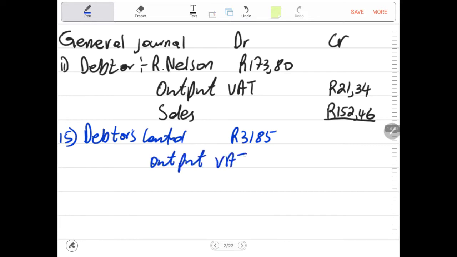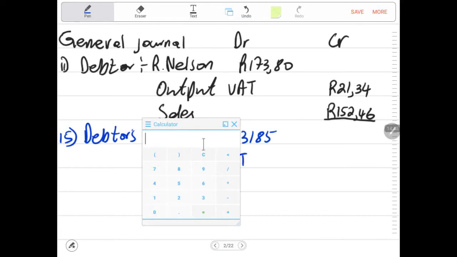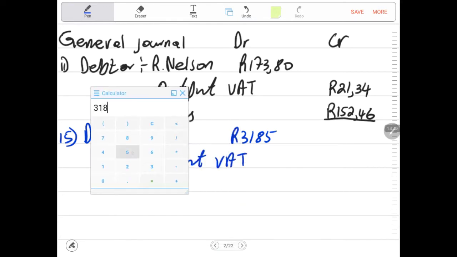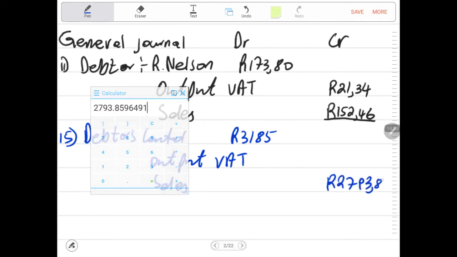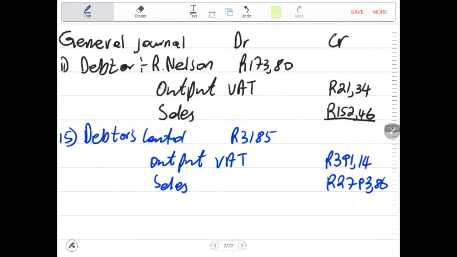We record output VAT. Then we record our sales. Then we do our calculations, and we say 3,185, multiply this by 100, divide this by 114. When we do that, it gives us straight the amount of sales as 2,793.86. Then we say minus 3,185, which gives us the amount of VAT as 391.14. Now I've recorded these two transactions.